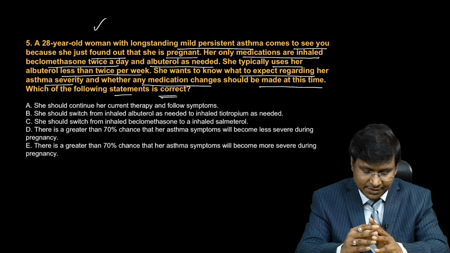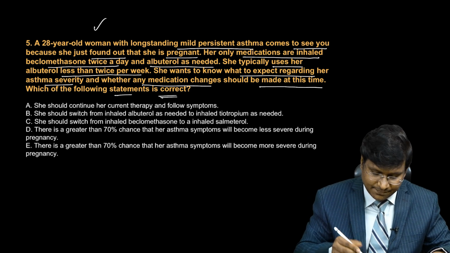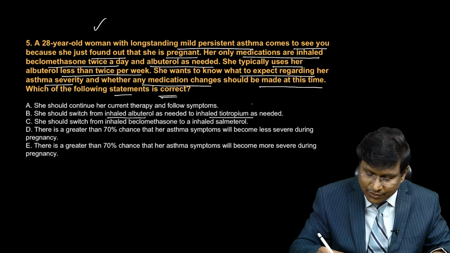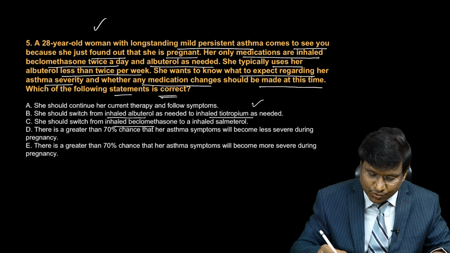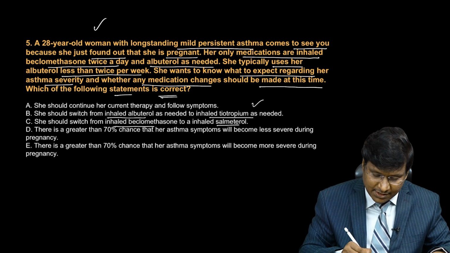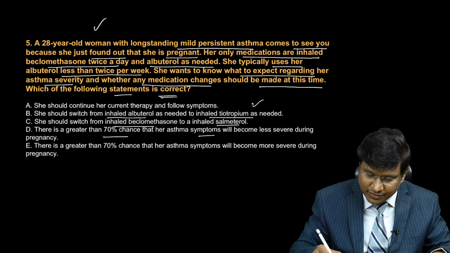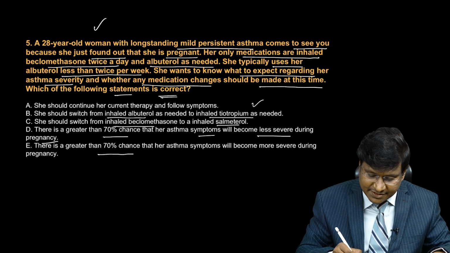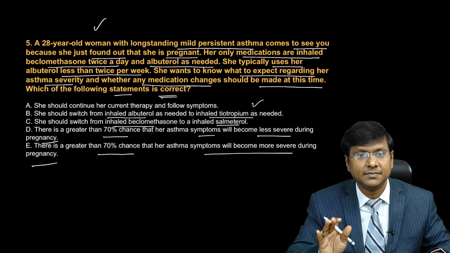The options are: she should continue her current therapy and follow the symptoms; she should switch from inhaled albuterol as needed to inhaled tiotropium as needed; she should switch from inhaled beclomethasone to inhaled salmeterol; there is a greater than 70% chance that her asthma symptoms will become less severe during the pregnancy; or there is a greater than 70% chance that her asthma symptoms will become more severe during the pregnancy.